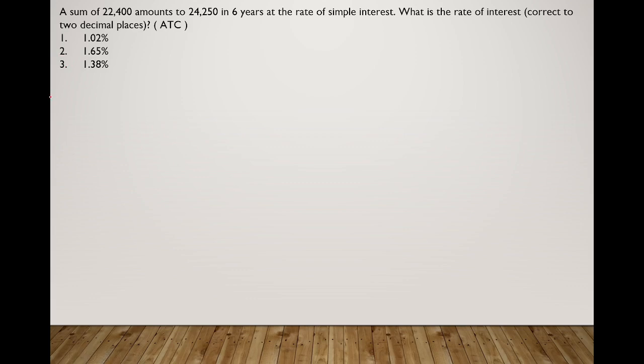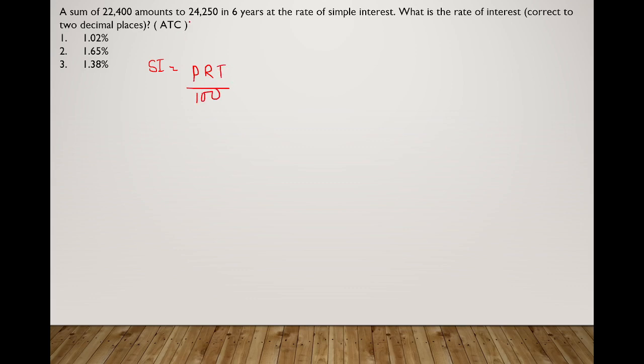So, what is the question? A sum of 22400 amounts to 24250 in 6 years at a certain rate of simple interest. What is the rate of interest? So here it is asked, what is the rate of simple interest. As all of you know, simple interest equals principal into rate into time divided by 100.